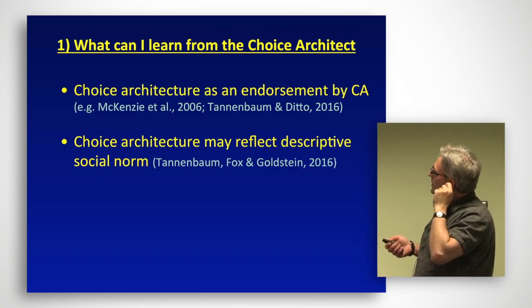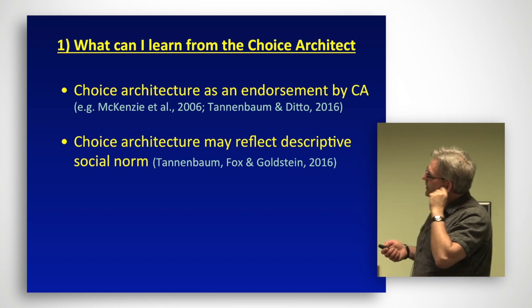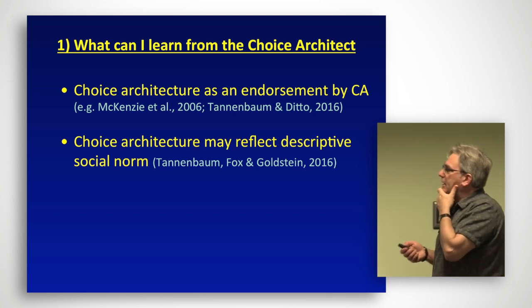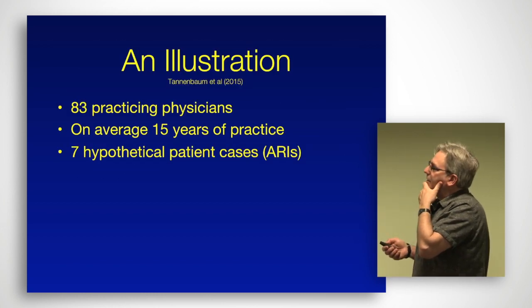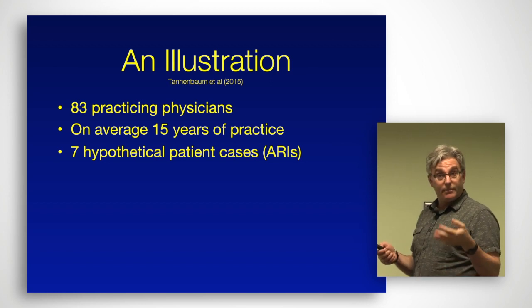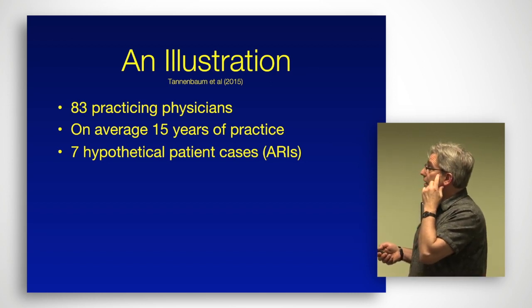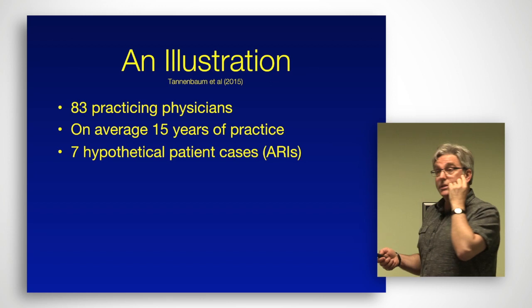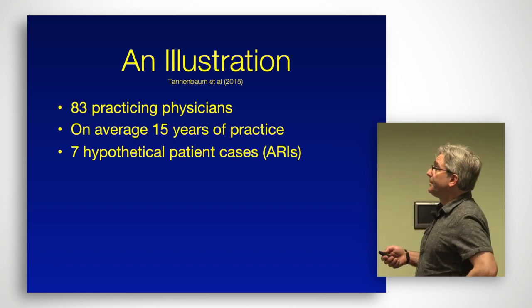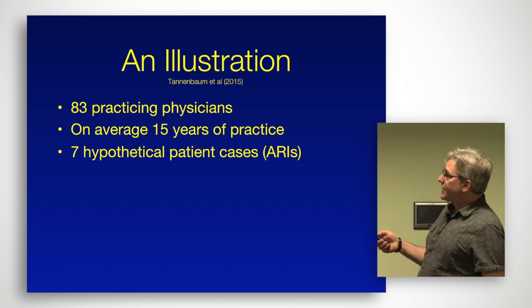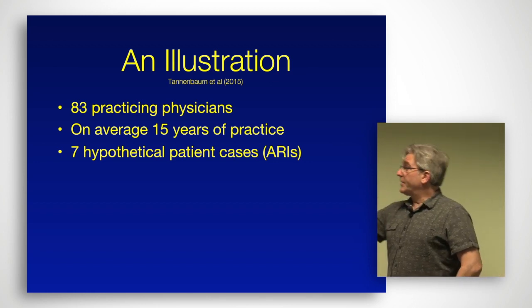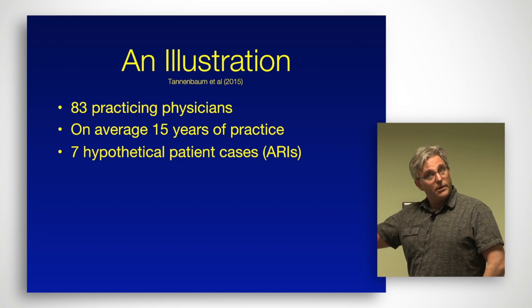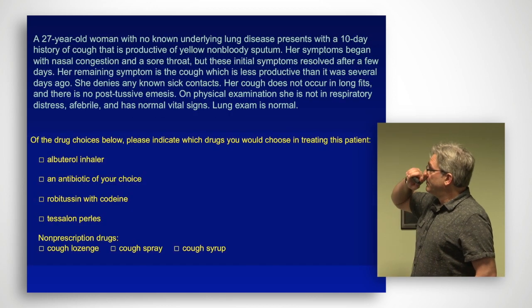So what can I learn from the choice architect? Choice architecture also can reflect descriptive social norms, what's popular. To give you a sense of this, I'll tell you about one thing that we did with physicians and prescription. This is a study we did of physicians at Northwestern University's medical system. We had these practicing physicians, who were quite experienced, read vignettes about hypothetical patient cases. All of them were acute respiratory infections.